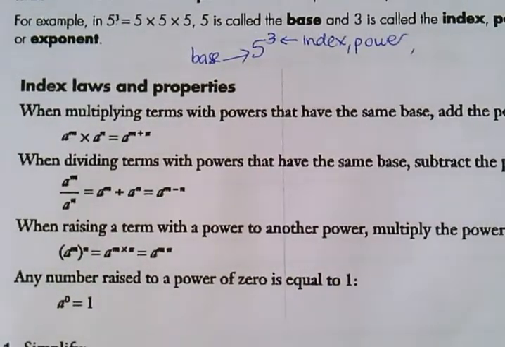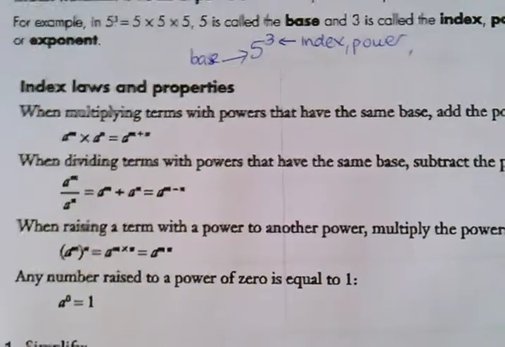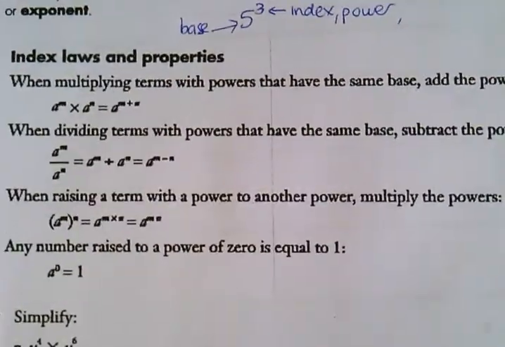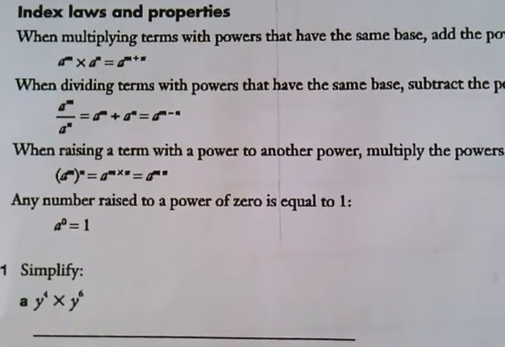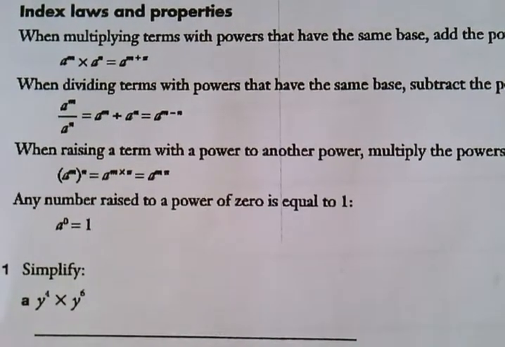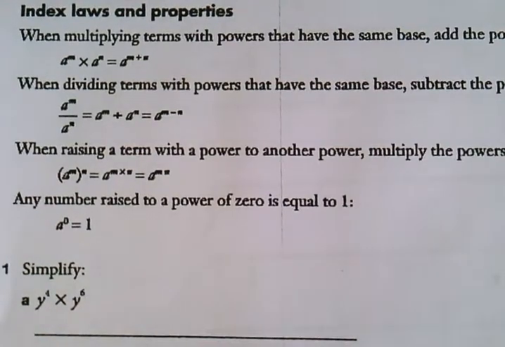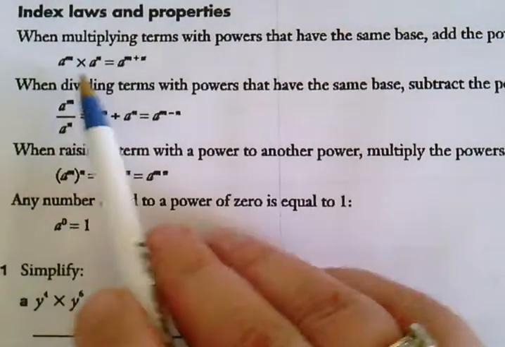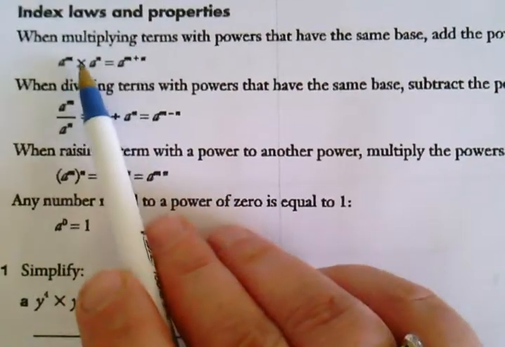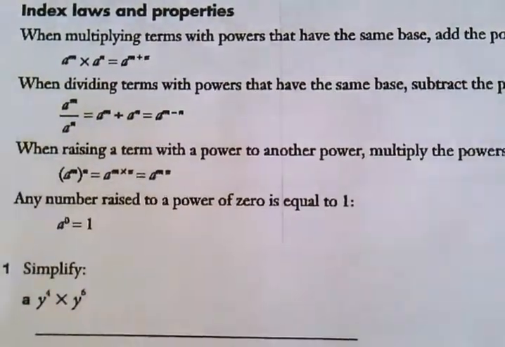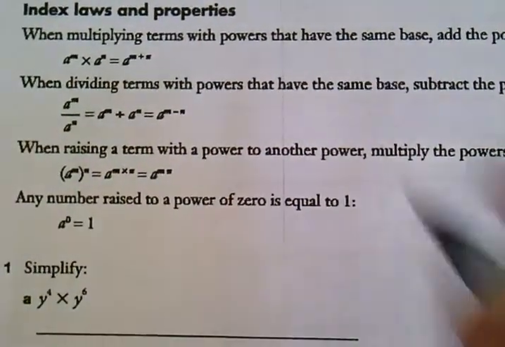Now, when multiplying, we're looking at the index laws now. Terms with powers that have the same base. We're looking at 4 index laws. The first one is a to the power of m times a to the power of n is a to the m plus n. Might be double Dutch for you.